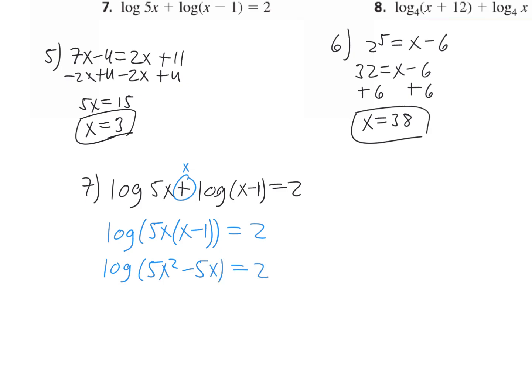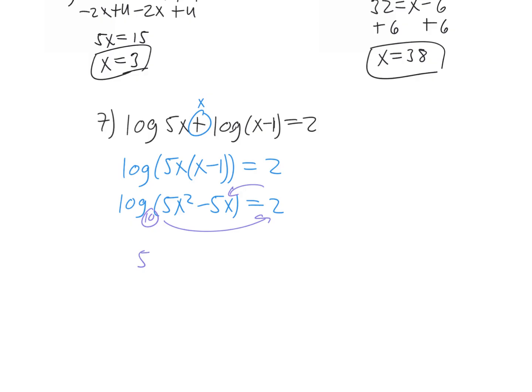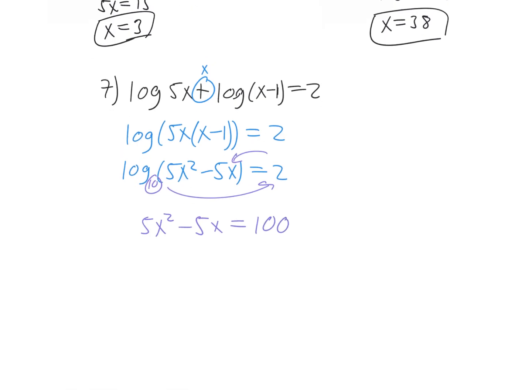Remember, if you don't see a base on the log, that's log base 10. Right? So because we now have a base, we can convert it to exponential. So we get 5x squared minus 5x equals 10 squared. And we had established before that 10 squared is 100. Right? And this is just a quadratic equation. So we can get 100 to the other side. Right? It looks very similar to something that we did before.